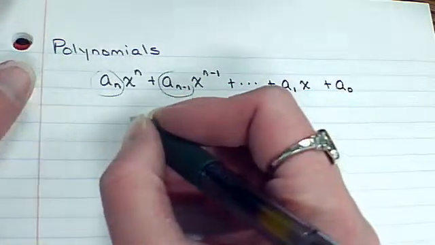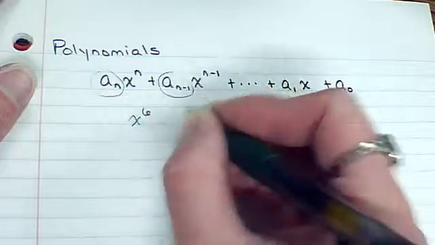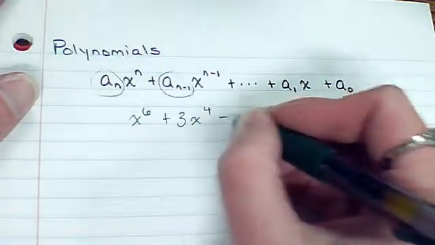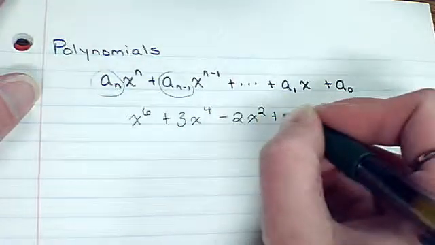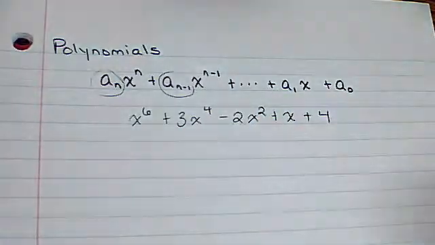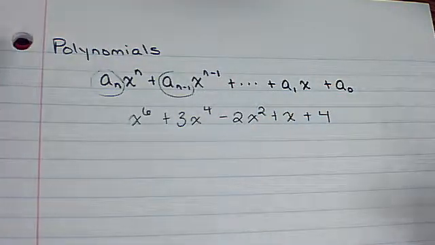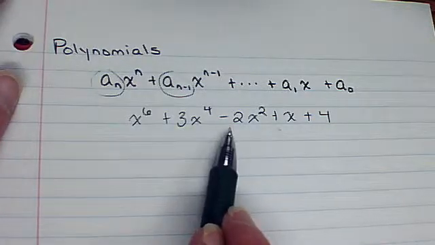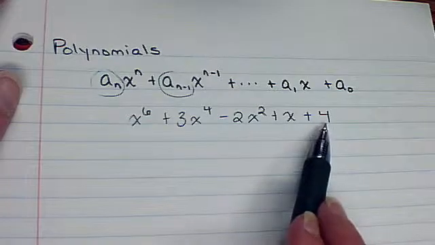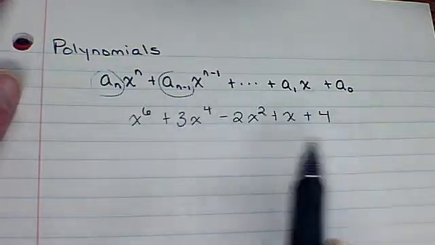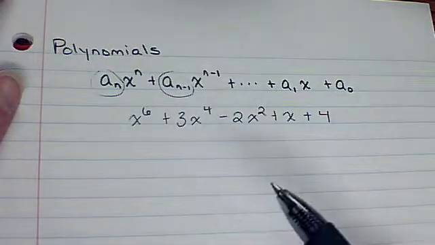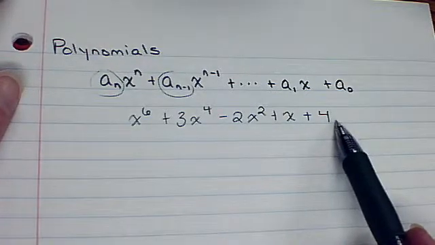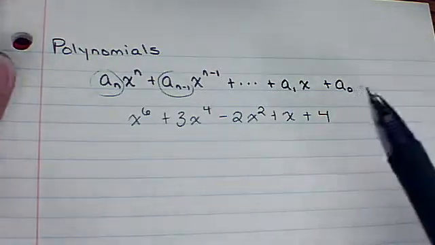Now, an example would be like x to the 6th plus 3x to the 4th minus 2x squared plus x plus 4. That'd be an example of a polynomial. Now, each term has a coefficient. This would be 1, 3, -2, 1, and 4. And each term technically does have a variable and an exponent. This one would be x to the 0, because it's not really there.